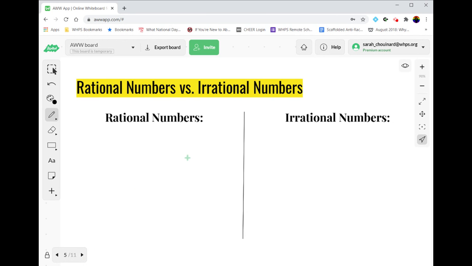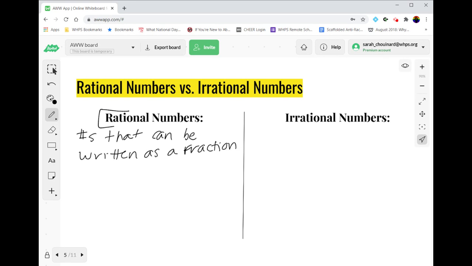And so that brings us to rational versus irrational numbers. All real numbers are going to be either rational or irrational. Rational numbers are numbers that can be written as a fraction. Because if you think about it, the root word of rational is ratio, and that's just another word for fraction. So for example, whole numbers are rational. The number 4 is rational because it can be written as 4 over 1.